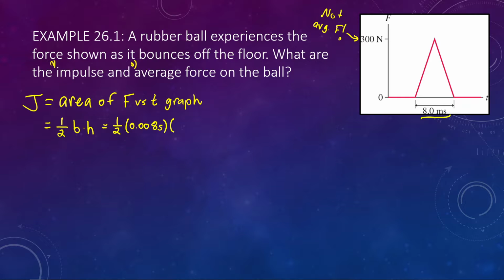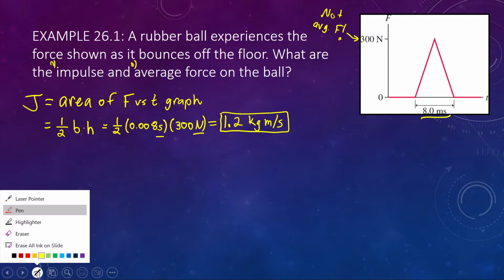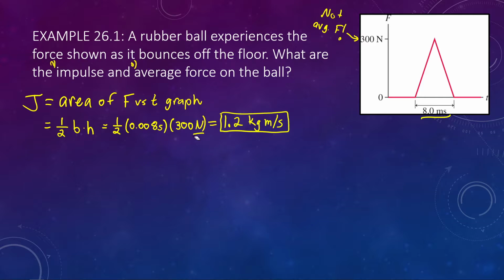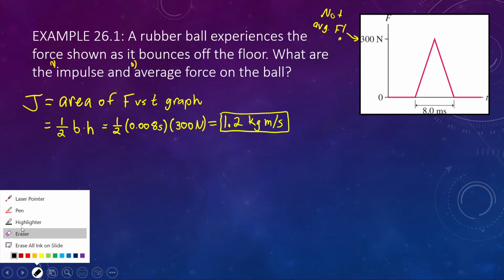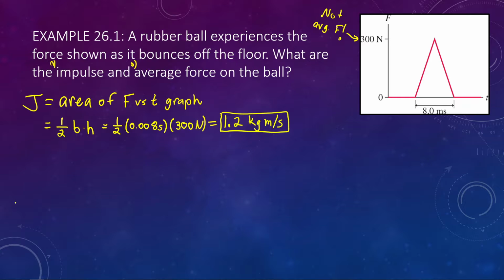The height of this triangle is that max force, 300 newtons. So this works out to be 1.2 kilogram meters per second. That is our impulse. Now again, if you don't like the units, if you look at the equation, you have newtons and seconds. If you write your answer with those units of newtons and seconds, that's totally fine. There is nothing wrong with that. Just note that I choose to use kilogram meters per second, as I talked about earlier, for a good reason that I just haven't disclosed yet.